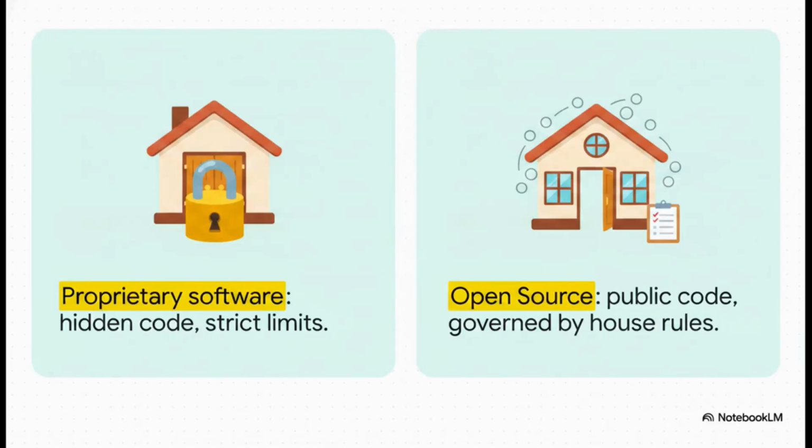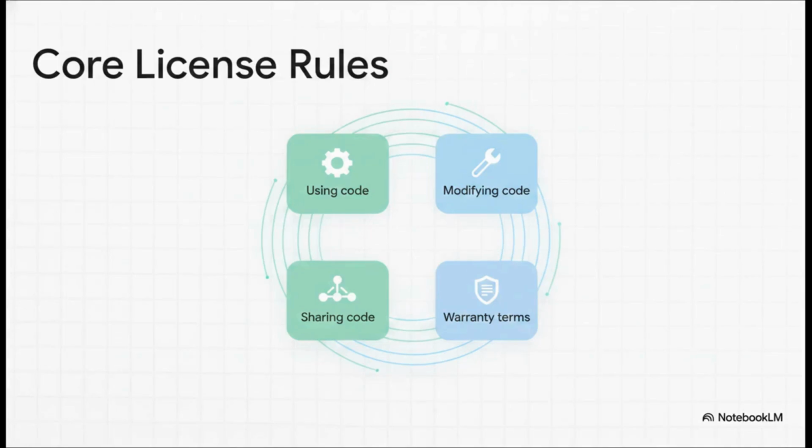Think of proprietary software like a locked house. The code is completely hidden behind closed doors. You, as a user, only get the compiled software, and you have to agree to incredibly strict limits on what you can do with it, usually after paying a hefty fee. Open source software, on the other hand, is like an open house. The doors are wide open, everyone's collaborating, and the source code is entirely public. But, and this is a big but, an open house still has house rules you absolutely must follow if you want to hang around. Understanding these house rules is basically the whole game.